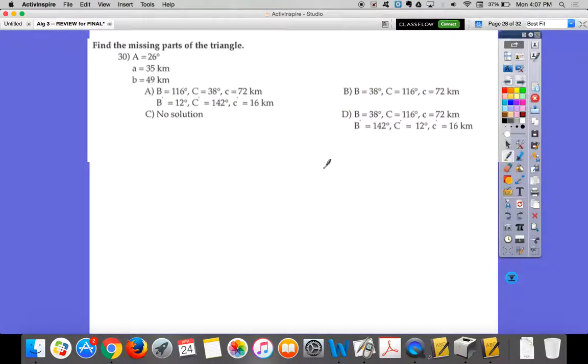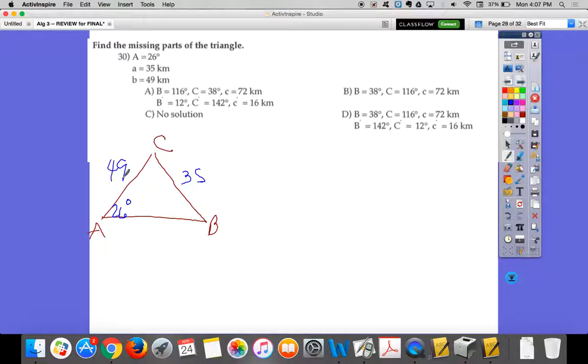Okay, find the missing part of the triangle. Oh, parts. Basically, it's the same instructions as before. We're looking for the sides and such. Okay, now we have A, B, C. Now, angle A is 26 degrees. Little a is 35, and little b is 49.